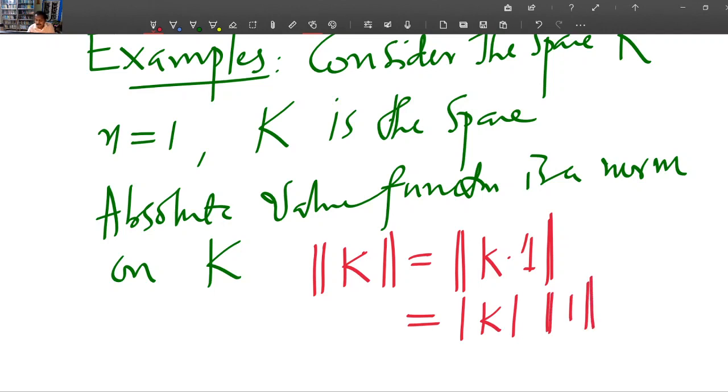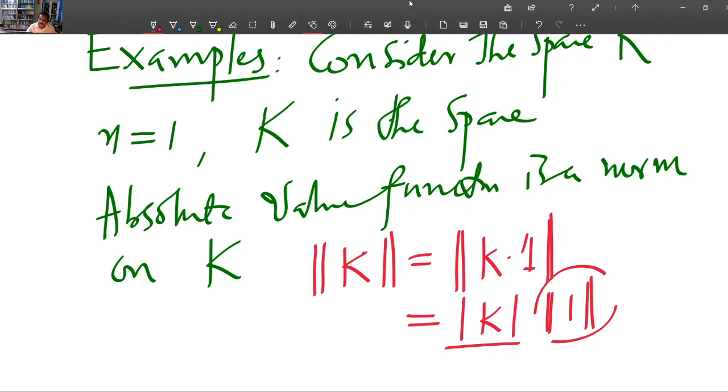So suppose any norm on K is a positive scalar multiple of the absolute value function. So we can express the norm of k in terms of the absolute value function. So any norm on K is a positive scalar multiple of the absolute value function. So that is one of the interesting things.